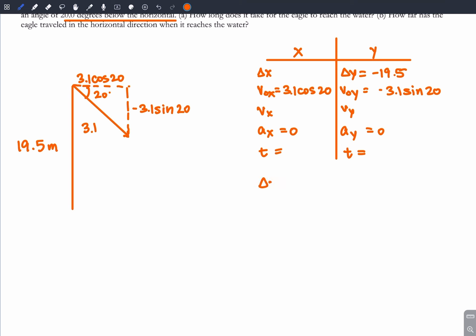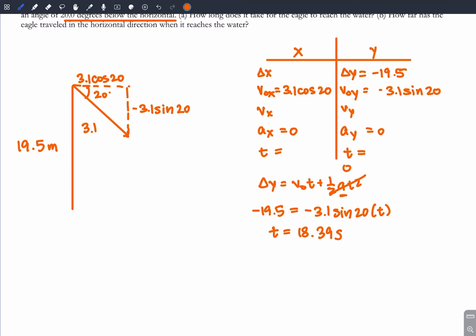Okay, let's do it. Change in y equals v0 t plus 1/2 a t squared. Okay, now acceleration is 0, therefore this term is 0. Change in y is negative 19.5 equals negative 3.1 sine 20 times t, and that gives us 18.39 seconds. Okay, so this is your answer to part A.